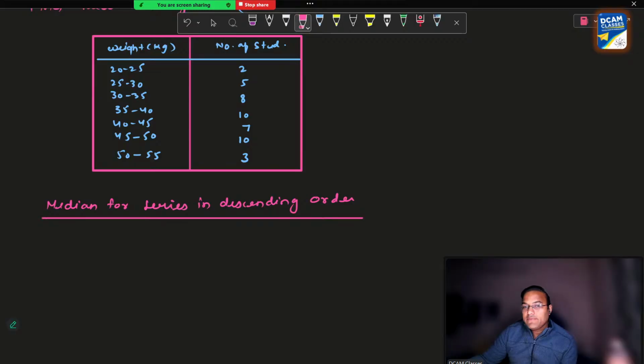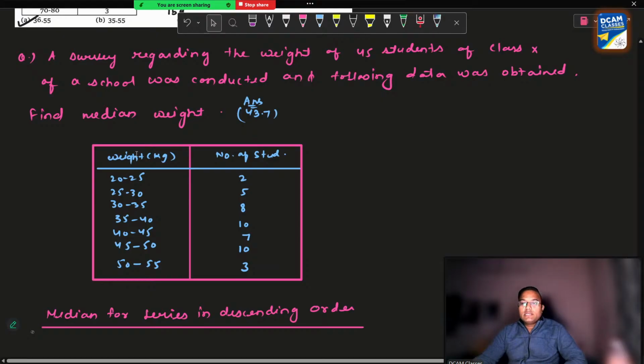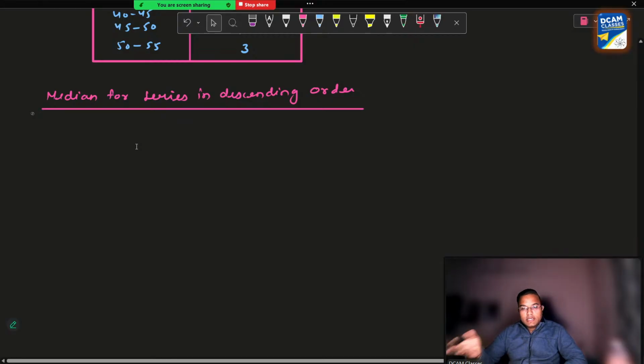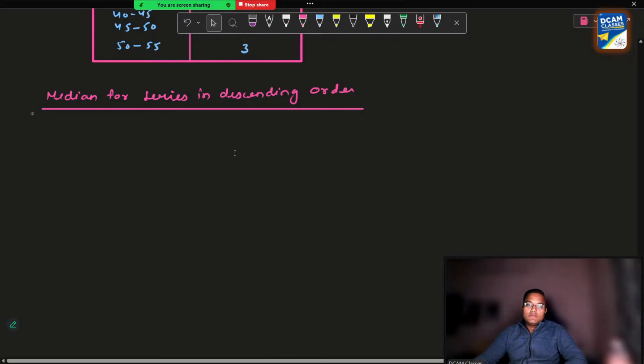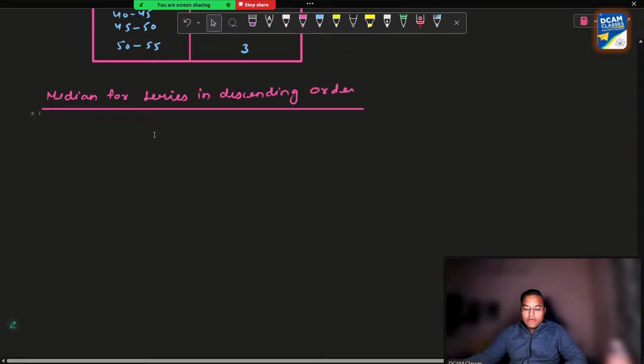It's not necessary that every time you will have a series in ascending order, but most of the times they will. Whenever they ask questions, they won't ask much on this median calculation. Most of the questions are on finding the variance and standard deviation, which I'll probably teach you in the next class. But for median there are two formulas, one for ascending and one for descending. Ascending we have learned. Descending I'll give you, and you have to do it in a similar way.